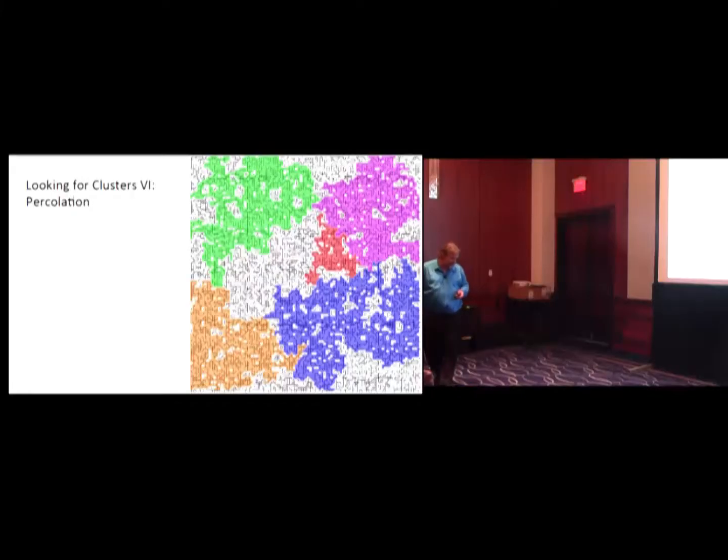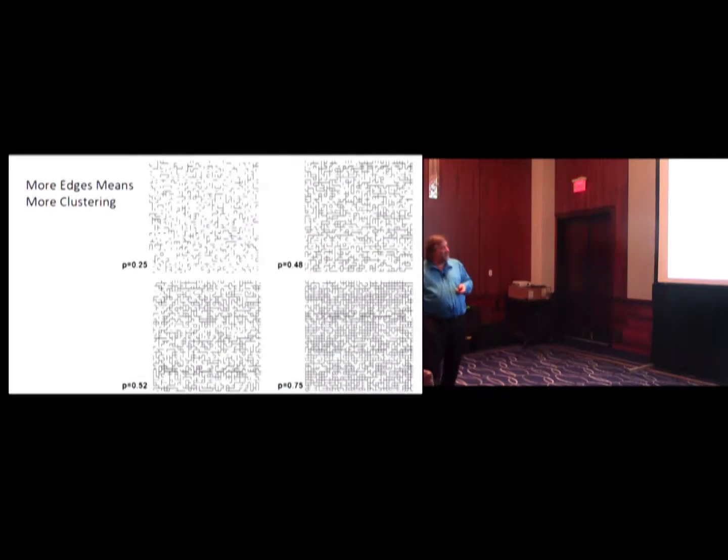This is a classic problem in mathematical physics. You're given some lattice and you leave the edges in with some probability p, and remove them with probability 1 minus p, and you look at the largest component that you get. Often they're talking about an infinite lattice, and they want to know whether or not there's an infinite component. Okay. And of course, when you think about all of these random models, the more edges you have, the more likely you are to have a giant component.